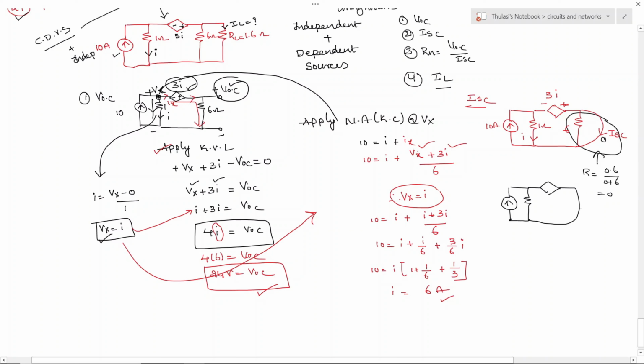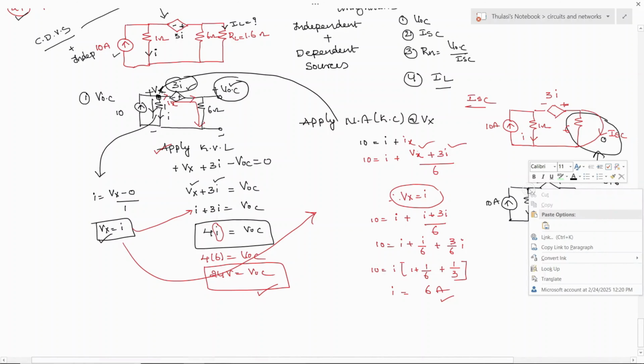So here we are going to get ISC with the polarities of 3i, and this is the direction of current, and this is 1 ohm, and this is of 10 amperes. Now how to find out ISC is very simple. Apply nodal analysis at this point.